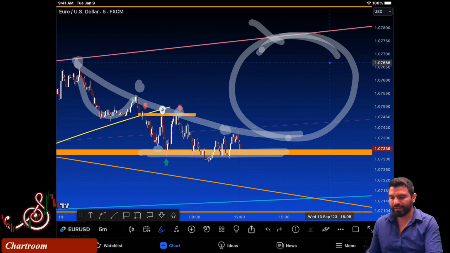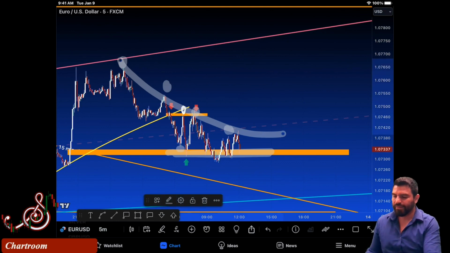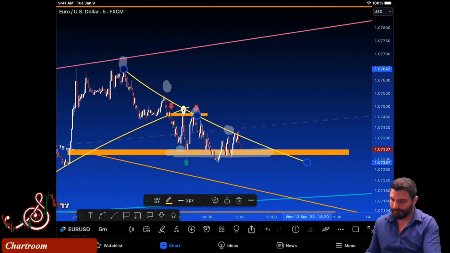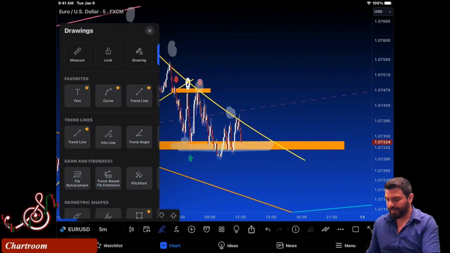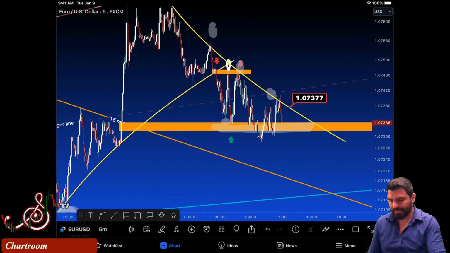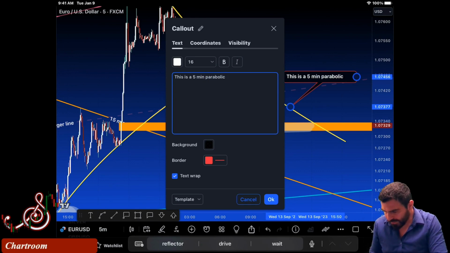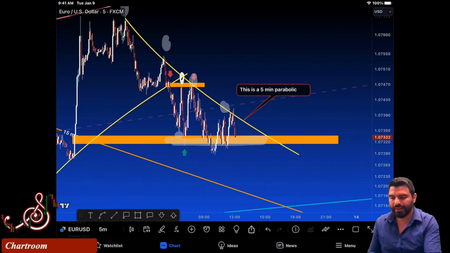Let's draw that professionally. You can use different verification methods for that parabolic, but that's basically what I see on this 5-minute. There we go. This is the 5-minute parabolic. Let's draw the call out, not the price. This is a 5-min parabolic, and the time is going to be 15:50. I think I won't put the exact time, but it's currently in our class.